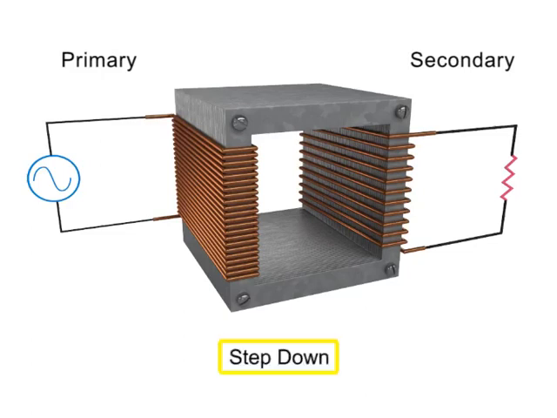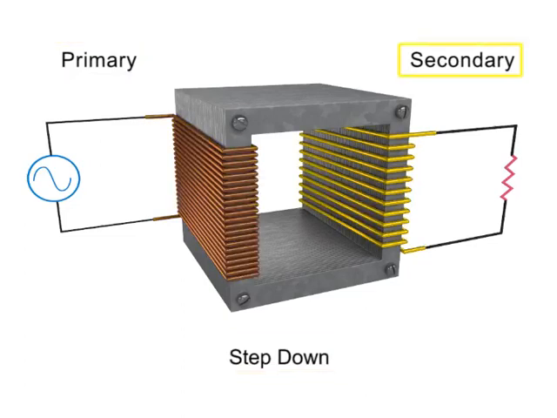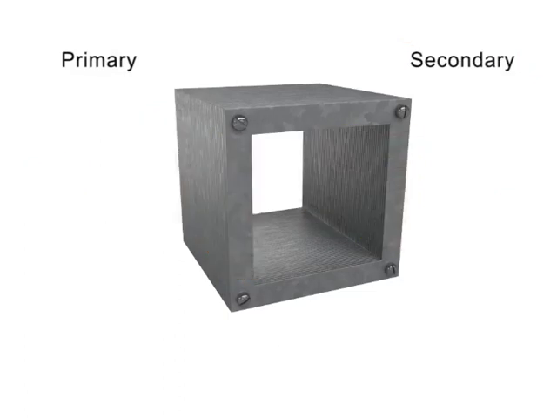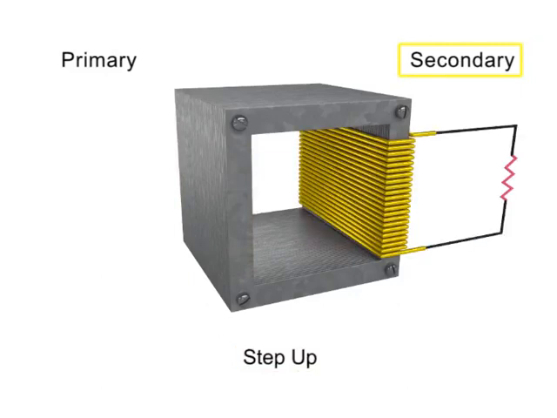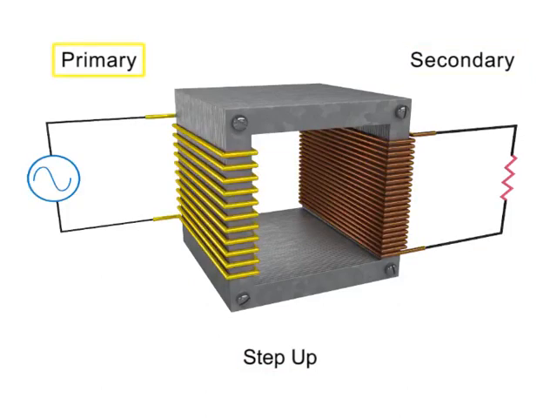In a step-down transformer, the number of turns in the primary coil is greater than the number of turns in the secondary coil. In a step-up transformer, the number of turns in the secondary coil is greater than the number of turns in the primary coil.